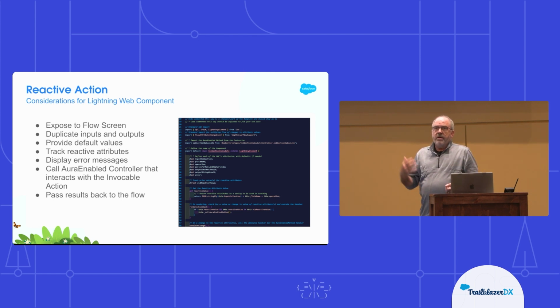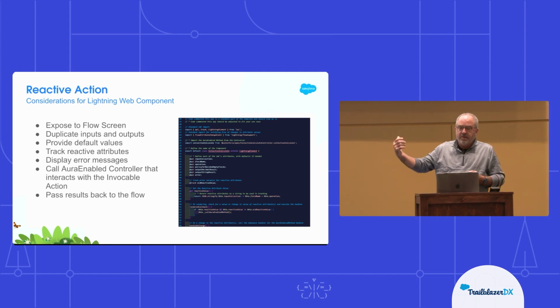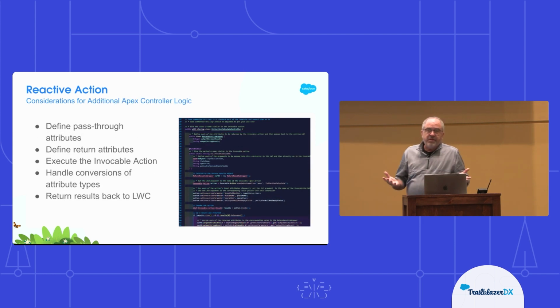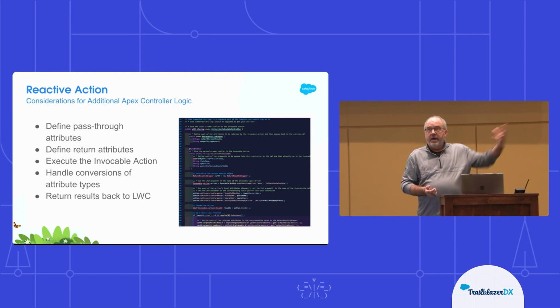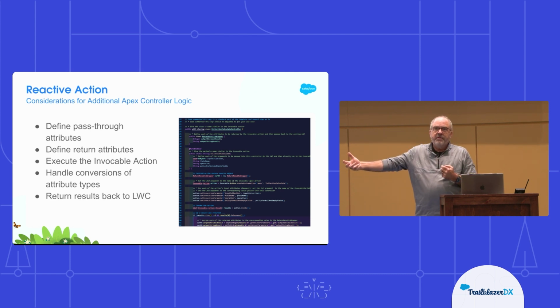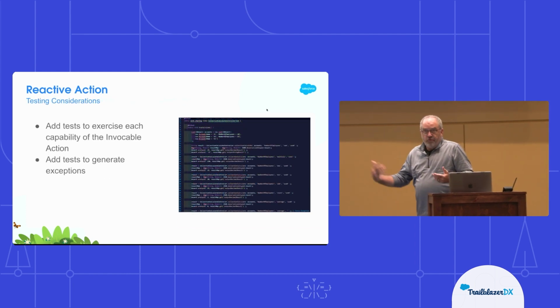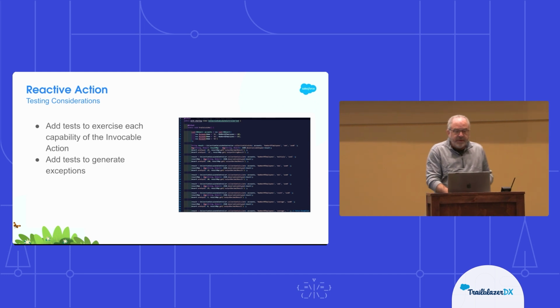It's getting the same inputs that are going to be used by the invocable action, and it can do things like display an error message if necessary, but it calls this controller that's out there and takes the results back, and it's also tracking any of these inputs reactively, so it can respond anytime something changes. And the Apex controller, again, is just taking the same inputs and outputs that are expected by the invocable action. Hey, I got them from the Lightning Web component. I invoke the action with them. I pass the value back. And then because this is Apex, the controller piece, you want to have a test class that is going to give you your code coverage as well as exercise all of the features that might be in that action.